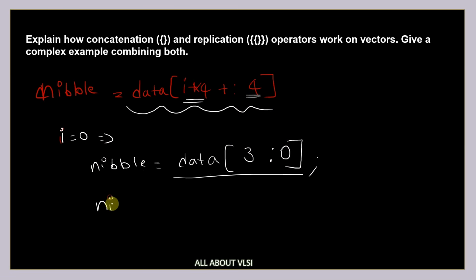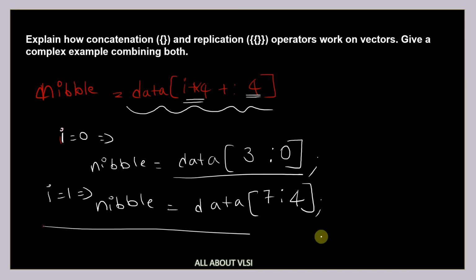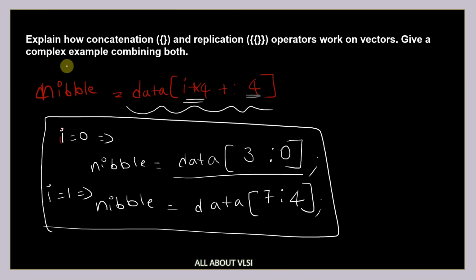Now, again, when I is equal to 1, then nibble value will be equal to data of, what are we going to have? So I value is equal to 1, right? So 1 into 4 is nothing but 4. So base value is 4, colon, width is 4, so 4 up to 7. So this is how the compiler is going to evaluate it when we write it in a file.